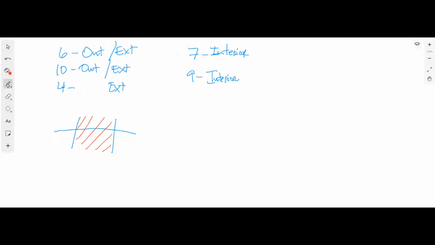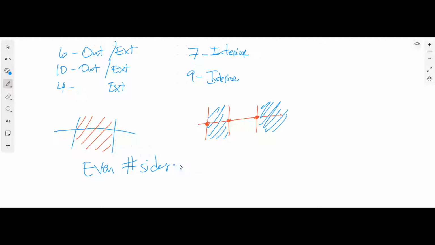If I had 3 lines though, I used the wrong color, so let me show you my 3 lines. Then I am crossing into my interior, back out my exterior, and then I cross my exterior back in again. So I end up back in the interior. So when I cross an even number of sides, then I'm in my exterior.